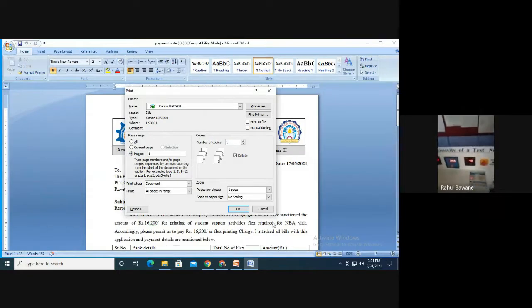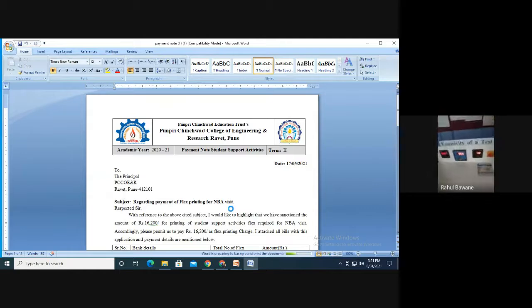So hereafter we will shift on to the desktop. Okay.